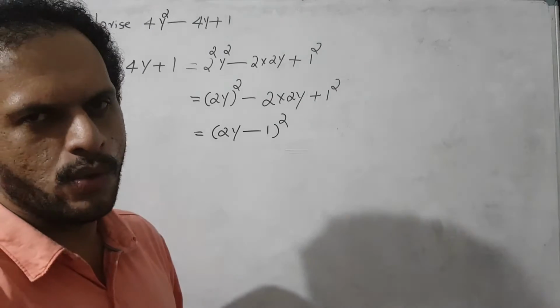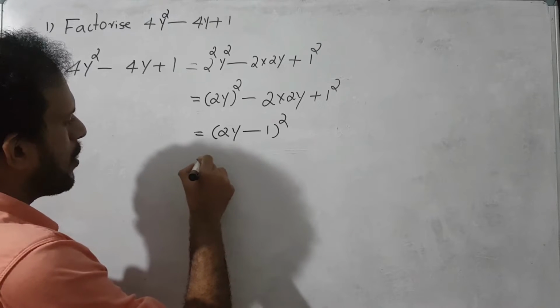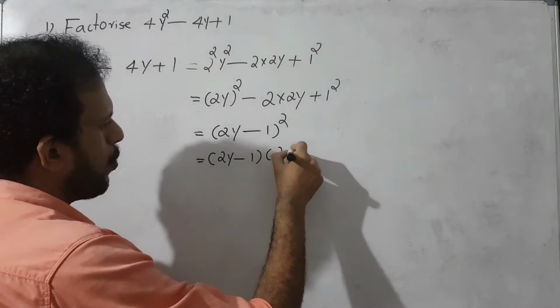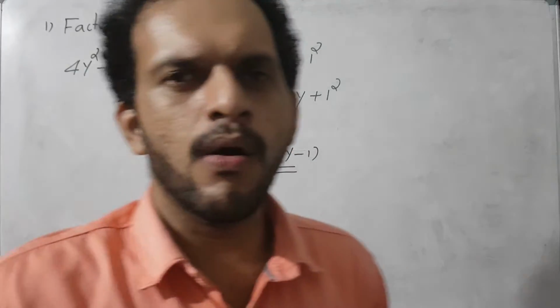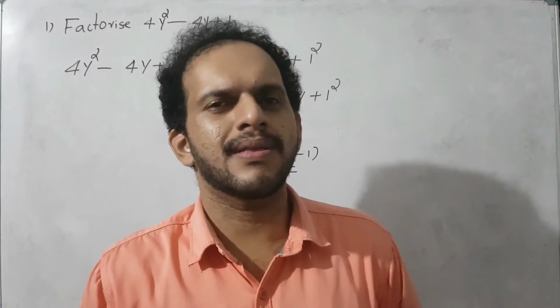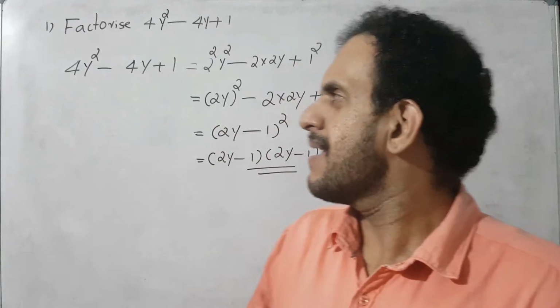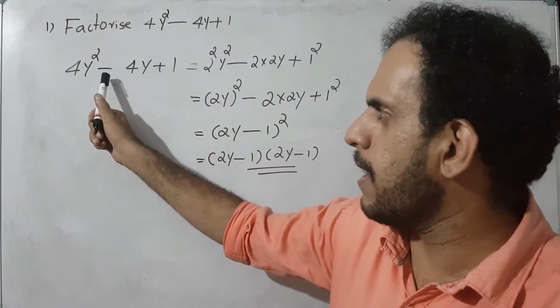Is it over here? No, it's not over. We are factorizing, so the next step is equal to 2y minus 1 into 2y minus 1. Okay? It's an idea of factorization by using the second identity. Then I think you got how to identify the identity, because the middle term sign is minus.